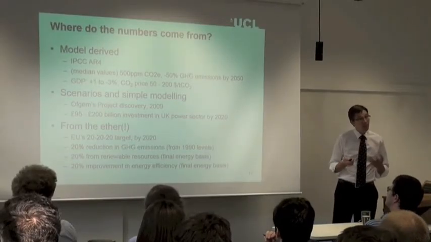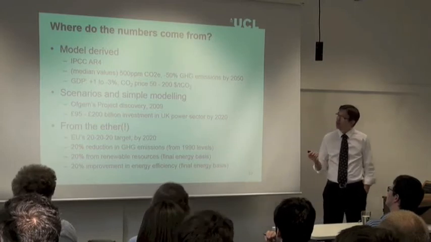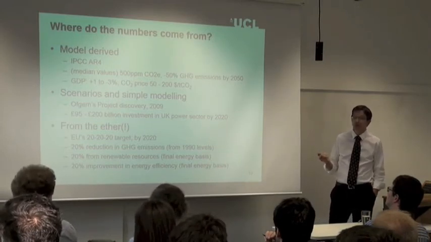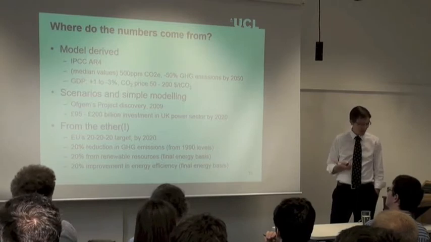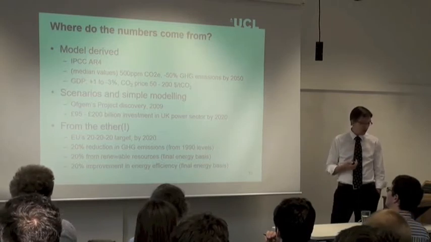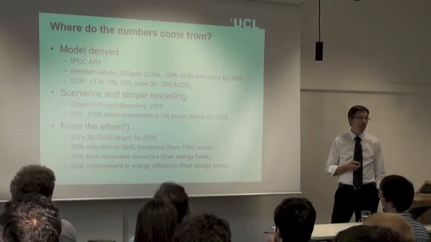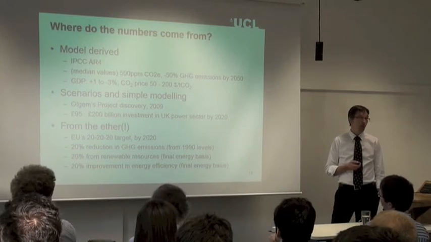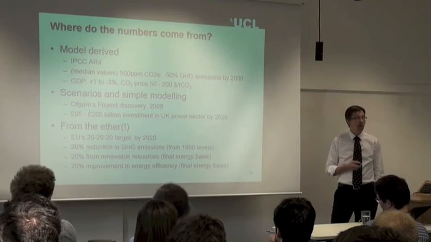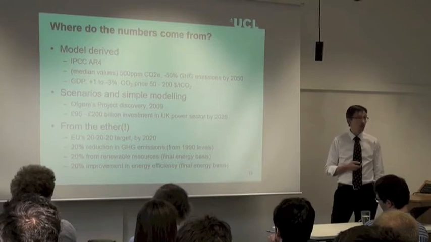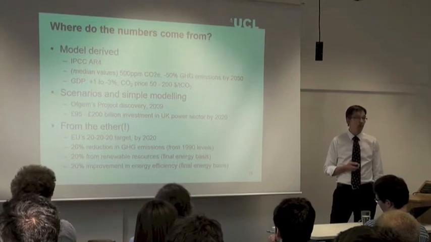It's important to think about where the numbers come from. This is from the last IPCC. I wasn't involved in this, so none of these numbers are my fault. But certainly when they're talking about 500 ppm for CO2 equivalent, which is 450 parts per million of CO2 stabilization, they were talking about roughly a 50% reduction in greenhouse gas emissions by 2050, and the GDP costs were from a small gain to a 3% loss globally, and the CO2 price was $50 to $200 per ton of CO2.